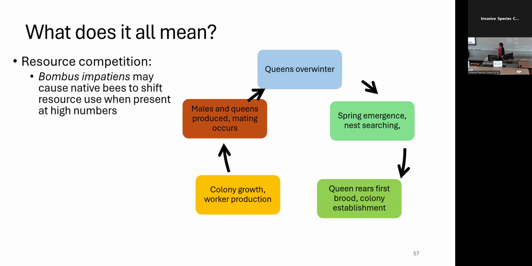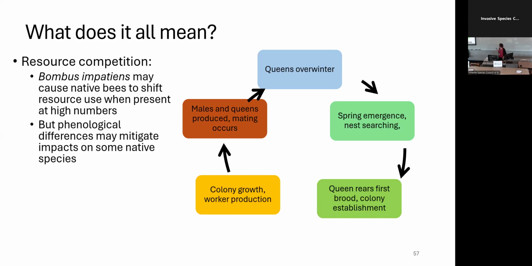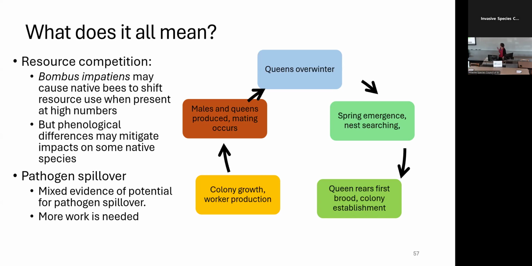Maybe there's some resource competition happening between foraging workers, right? So Bombus impatiens may cause native bees to shift resource use when they're present in high numbers. However, phenological differences may be mitigating the impact on some of our native species that are foraging earlier in the season. Pathogen spillover, we have mixed evidence of the potential for pathogen spillover, and I do think more work is needed on this to differentiate between feral colonies versus managed colonies and some of the distinctions of what's going on there.